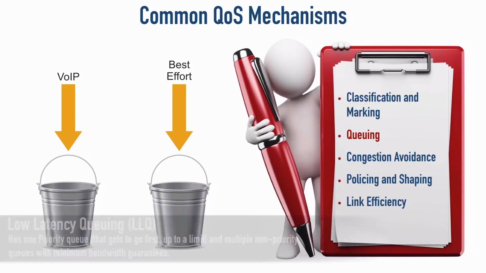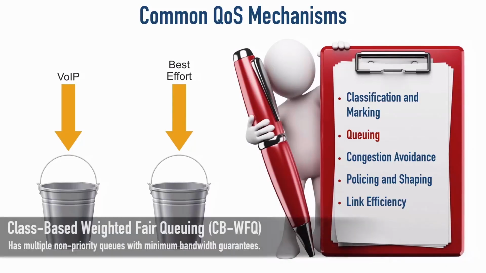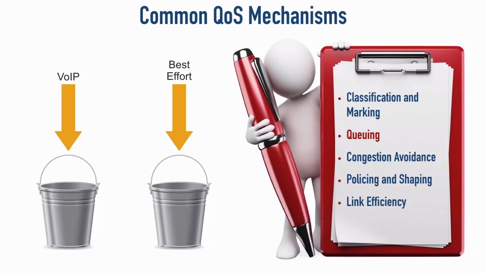That's a queuing technology called LLQ, or low latency queuing. However, if we don't give priority to a queue, but we just set a bandwidth guarantee for each of the queues, that's called class-based weighted fair queuing. Those are a couple of the queuing mechanisms I'd want you to know about. LLQ has a priority queue. Class-based weighted fair queuing does not have a priority queue.